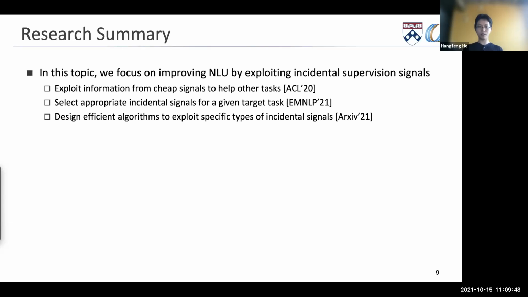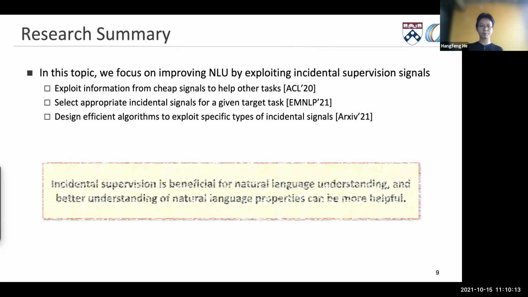In this topic, we focus on improving NLU by exploiting incidental supervision signals in the following three directions. First, we will try to exploit information from some cheap signals to help various tasks. Second, given a specific target task, we will try to select appropriate signals from a wide range of incidental signals. Third, we will try to design efficient algorithms with both theoretical guarantees and empirical evidence to exploit specific types of incidental signals, especially signals that are hard to use.